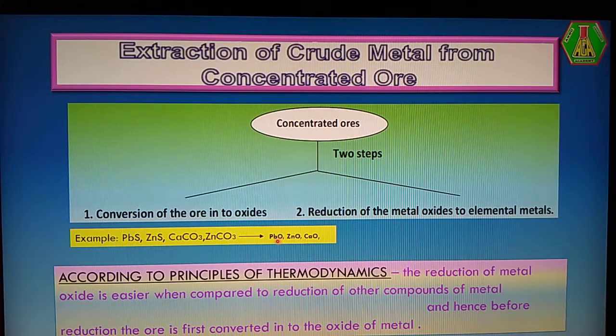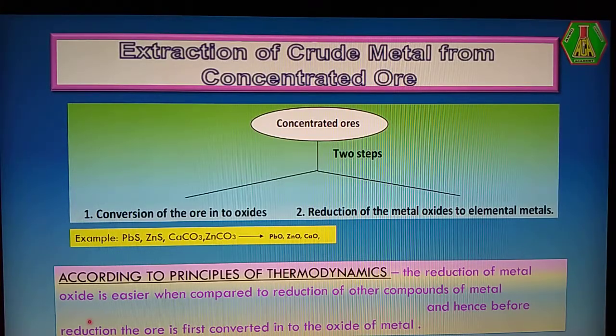If we have metal oxide, the reduction process is very, very easy. That's why according to thermodynamic principles, the reduction of a metal oxide is easier when compared to reduction of other compounds of metal. Understand?